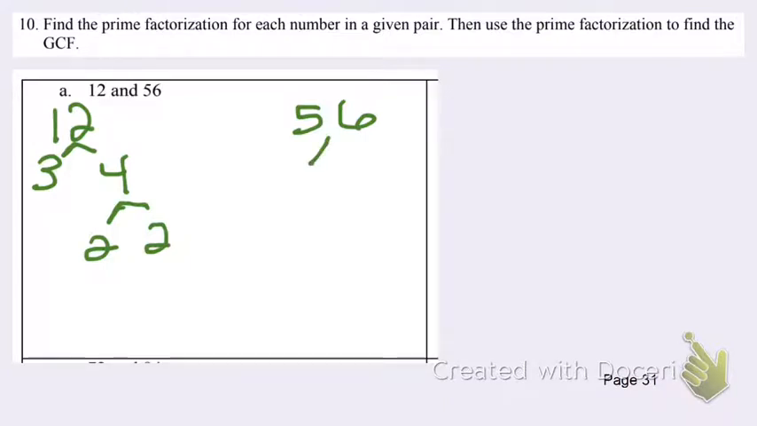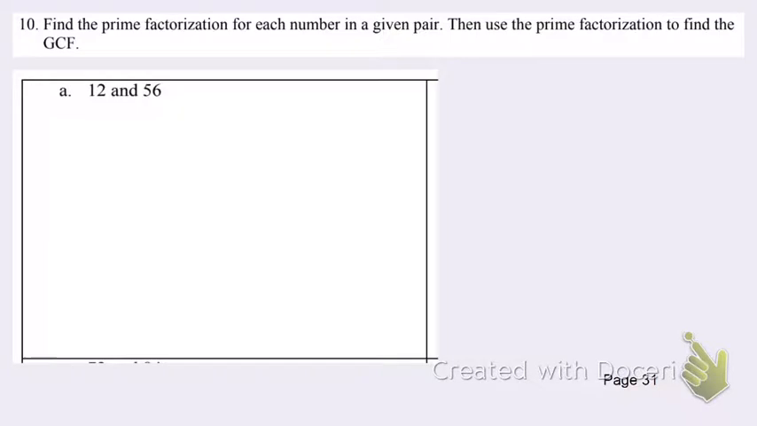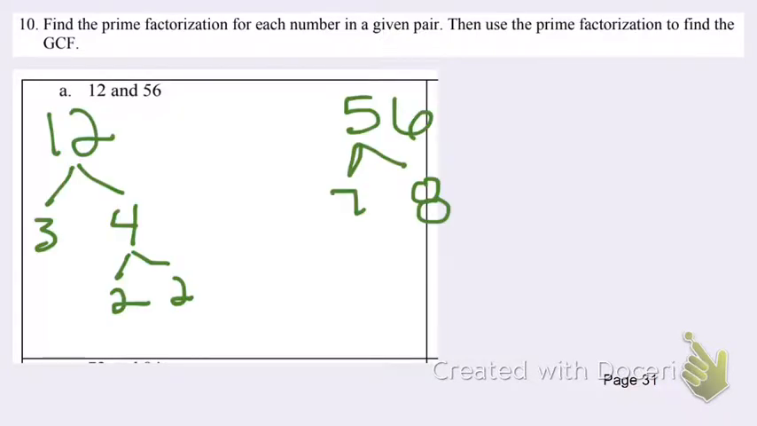All right, let's think about our factors, numbers that we can multiply together to make 56. So 7 multiplied by 8 gives us 56. 7 is a prime number. I can't break that down any smaller. But 8 I can break down to 2 multiplied by 4. I can't break down 2 any further, so I'm going to break down 4. 2 multiplied by 2 gives me 4.